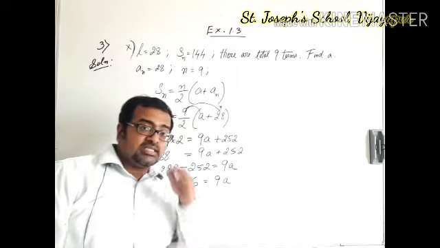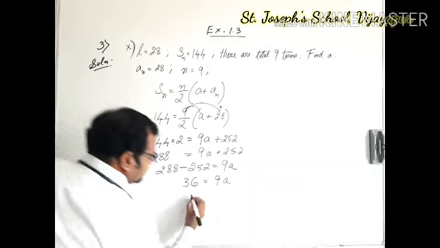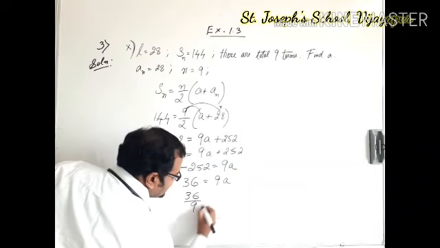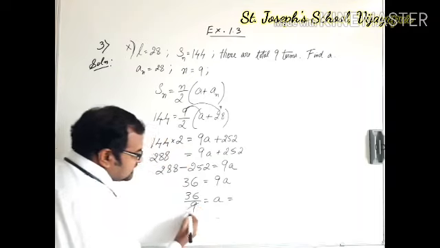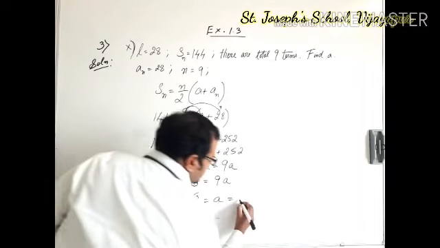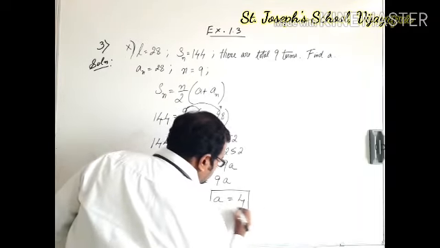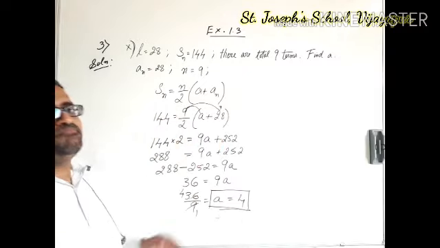So 9 comes to the other side, becomes 36 by 9. So 36 by 9 is equal to a. Simplify this, 9 ones are 9, 9 fours are 36. So answer is 4. a is equal to 4 is the final answer.